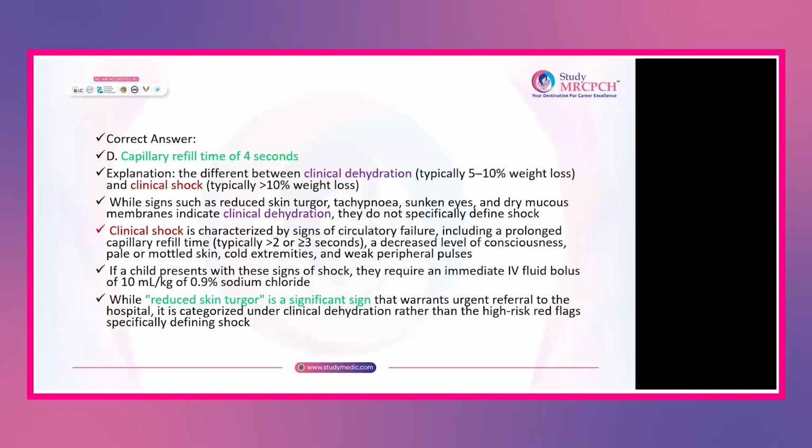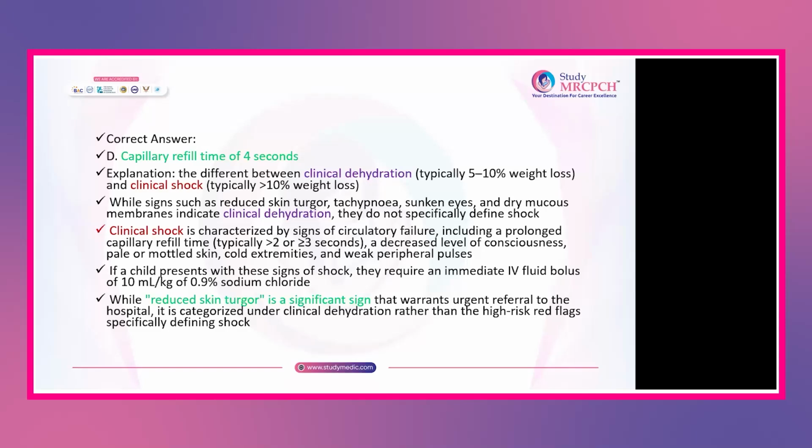In dehydration the weight loss is typically from 5 to 10%, while in clinical shock the weight loss will be more than 10%. The signs of reduced skin turgor, tachypnea, sunken eyes, and dry mucous membranes all indicate clinical dehydration, not specific to shock, while clinical shock is characterized by signs of circulatory failure, including prolonged capillary refill, typically more than 3 seconds, and decreased level of consciousness. That means an altered level of consciousness, whether lethargic or drowsy, and so on.